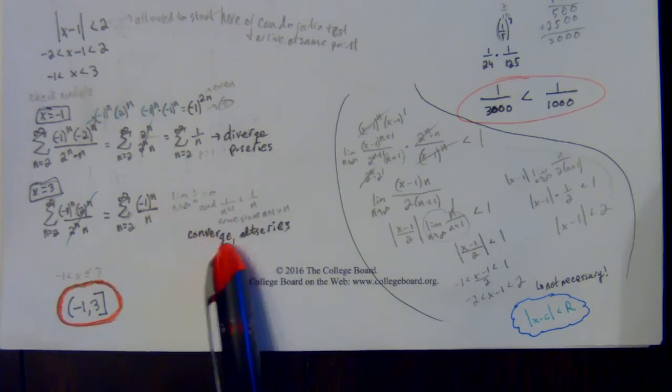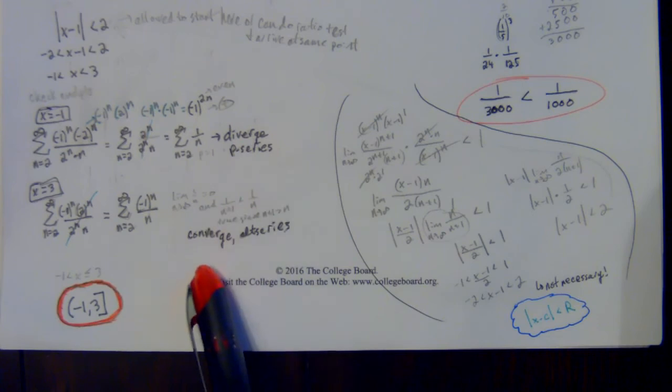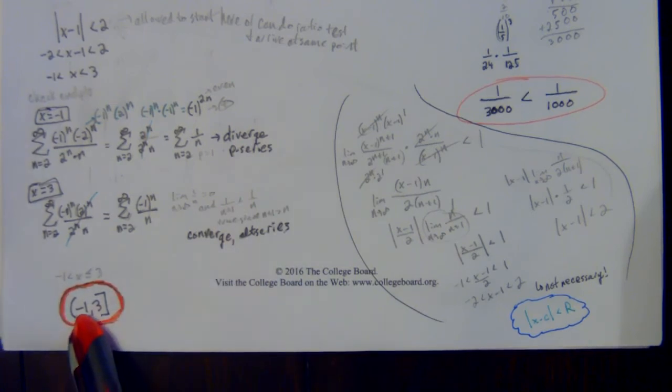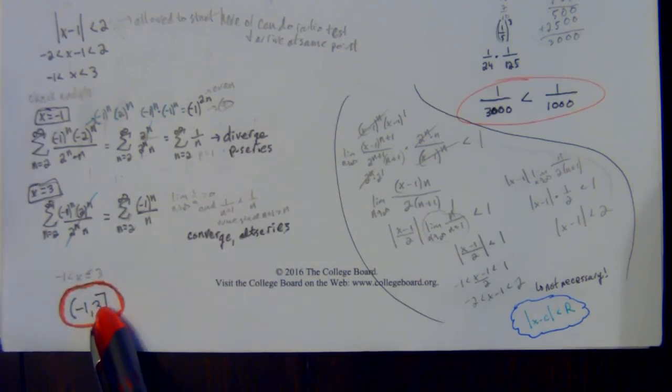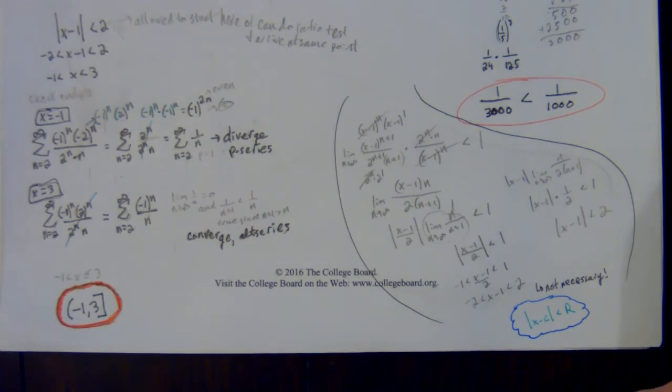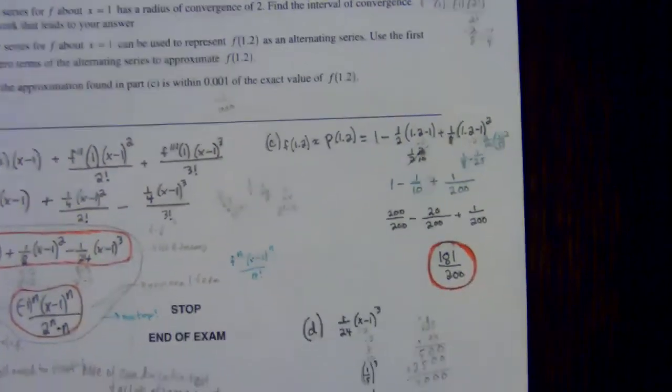Just as long as you get that it's a converging alternating series, since that diverges and that converges, that means it's a parenthesis at the -1 still, but then it goes to a bracket at that 3 right there. So it's just practice checking those endpoints right there. And then C and D are things that we've done quite a bit.